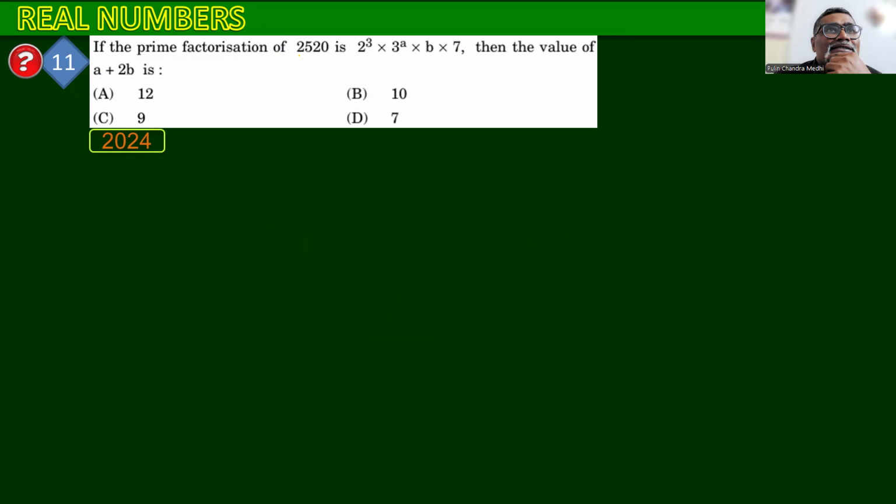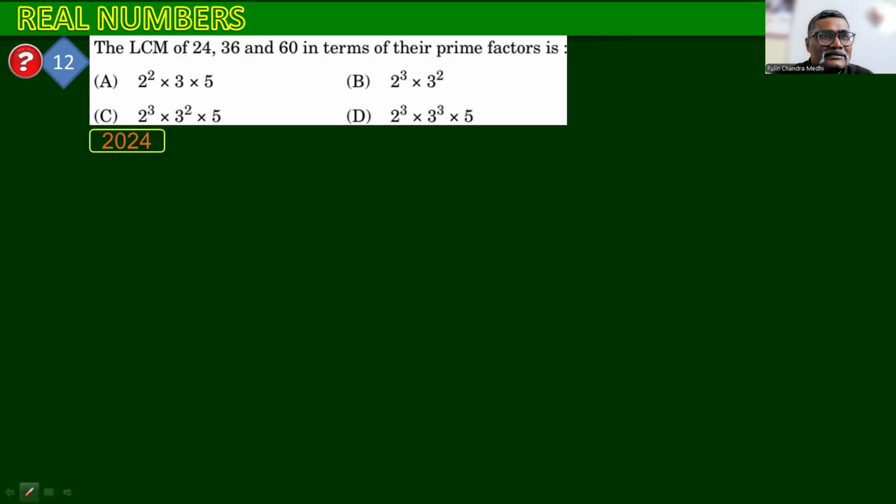If the prime factorization of 2520 is this, then find the value of a plus 2b. It's a very similar problem to what we did, right? So I think there is nothing which I should tell you here. This is also for homework or self practice. Please do it. You can pause the video for a little time and then immediately find the answer, and keep doing this. Don't wait for the next moment to revise. Okay. Next.